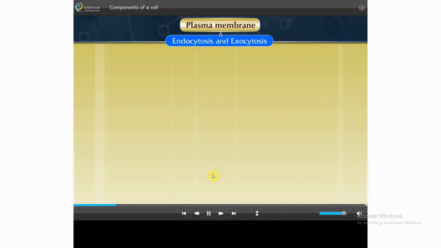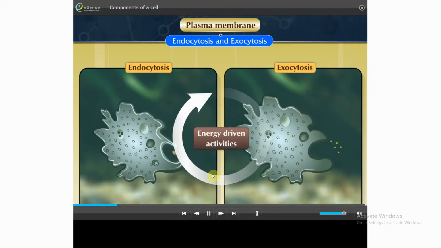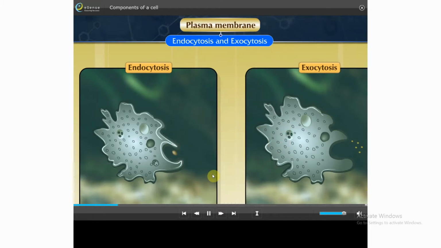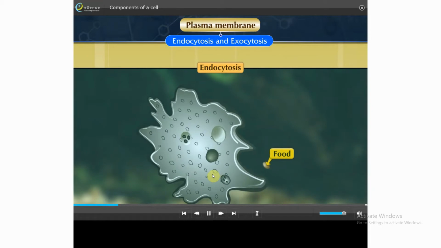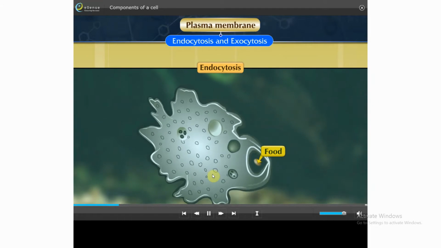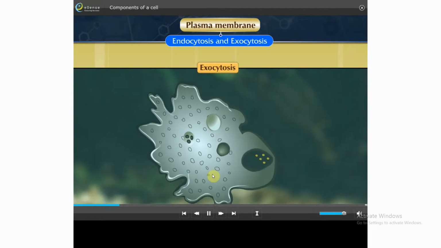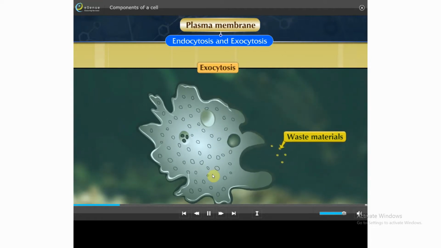Endocytosis and exocytosis. Endocytosis and exocytosis are energy-driven activities. These activities consume cellular energy. In endocytosis, food and other substances are engulfed into the cell from the outer environment. On the other hand, during exocytosis, waste materials are excreted out of the cell.